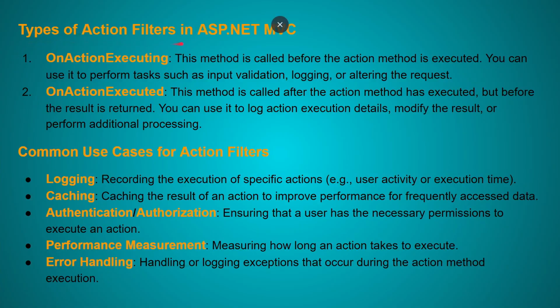Types of action filters in ASP.NET MVC. OnActionExecuting: this method is called before the action method is executed. You can use it to perform tasks such as input validation, logging, or altering the request. OnActionExecuted: this method is called after the action method has executed, but before the result is returned. You can use it to log action execution details, modify the results, or perform additional processing.